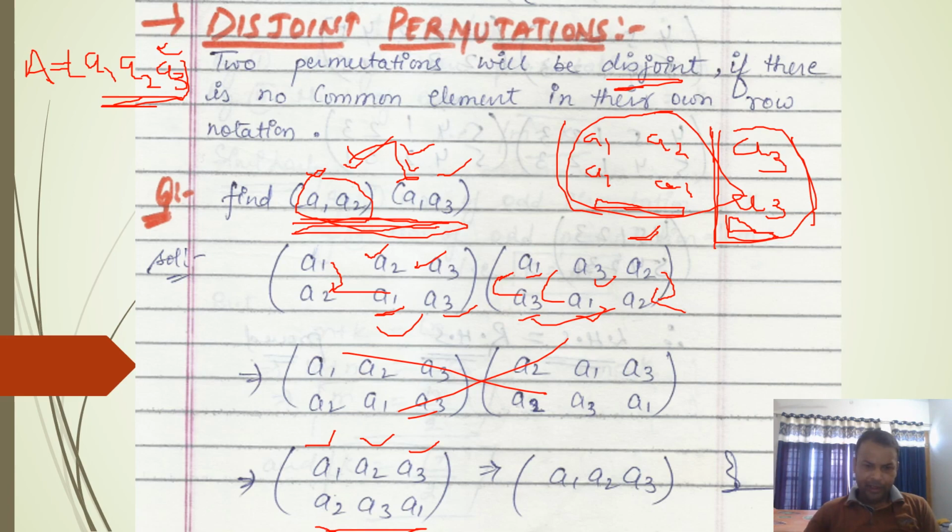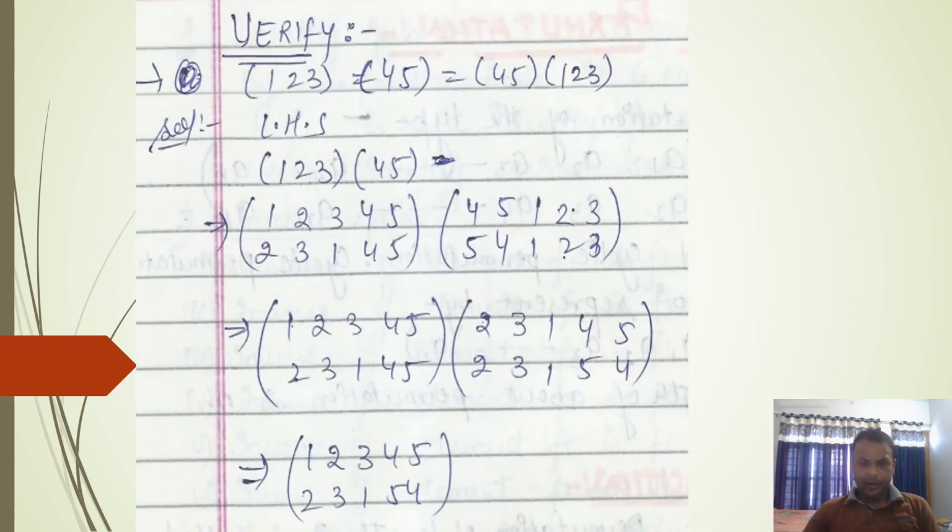So how to write? A1 is associated with A2, A2 is associated with A3 and A3 is associated with A1. So it is also a cyclic permutation. So this is our final answer. This is one more example.